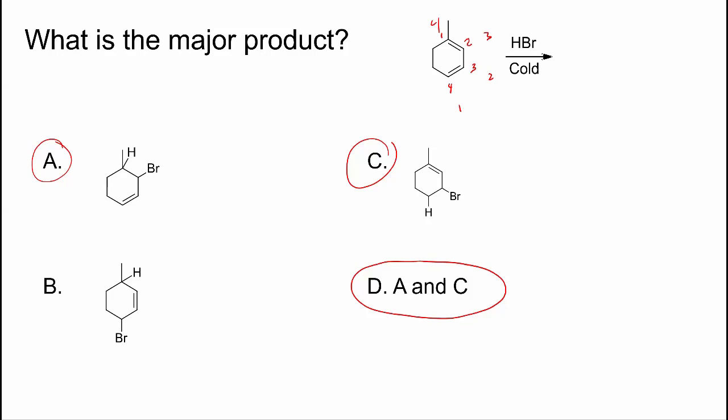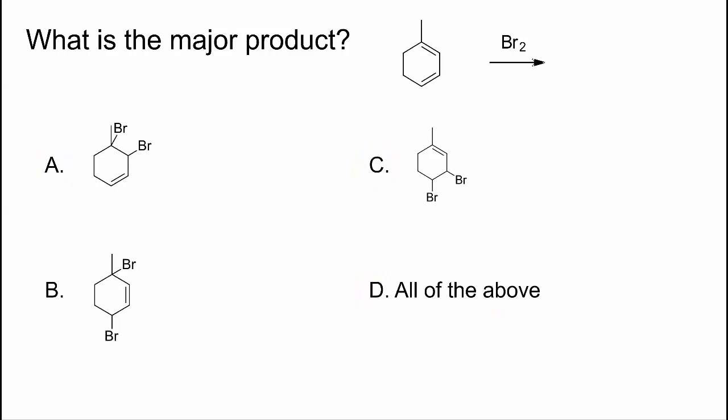All right, we've got one more here. If we add Br2, so our X2, and there's no temperature specified here, so you can assume it's going to be at room temperature. So if you don't control the temperature of the reaction, what product will we get? Product or products?